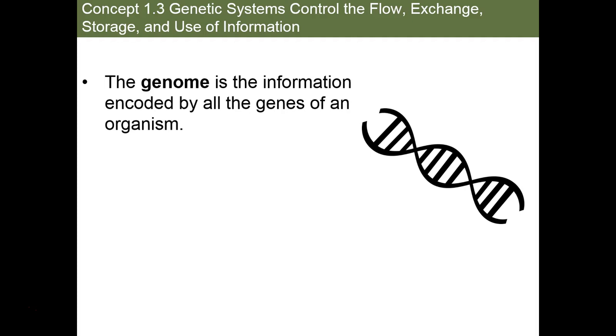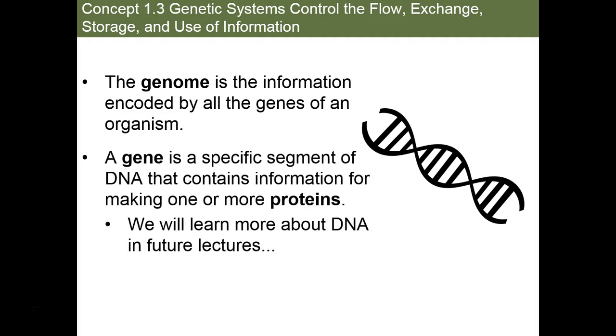First we're going to talk about the genome. The genome is the information encoded by an organism's genes. A gene is a specific sequence of DNA that encodes for making one or more specific proteins. We will learn more about DNA in future lectures.